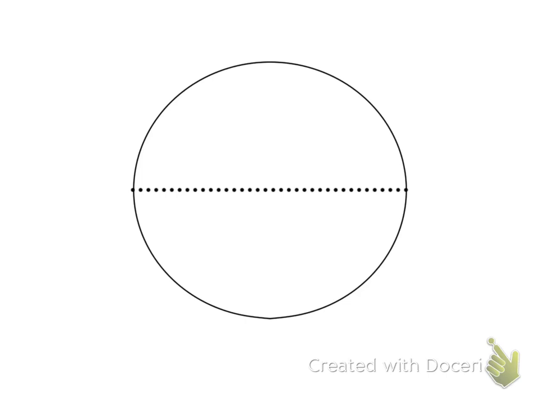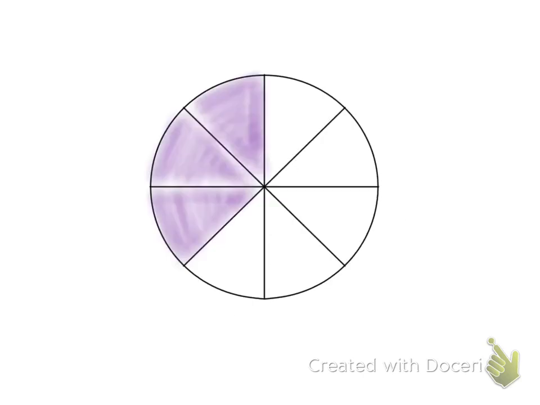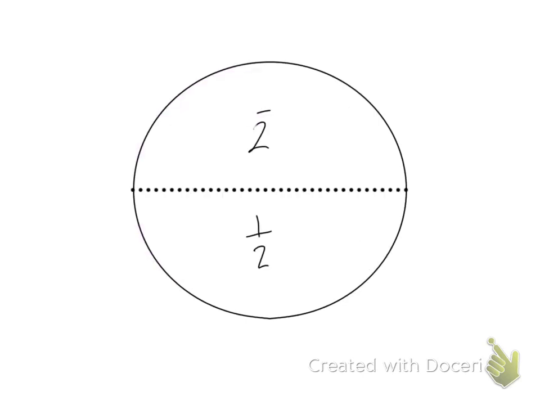The line divides a circle into 2 equal pieces, and each of these pieces is called 1 half. Now, 2 halves is the same as 1 whole. So if I covered up half of my circle, it would look like this. This would be 1 half of my circle. All right, now let's fold my circle in half again.